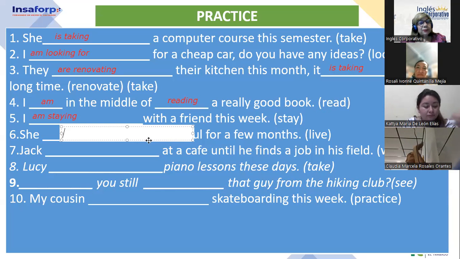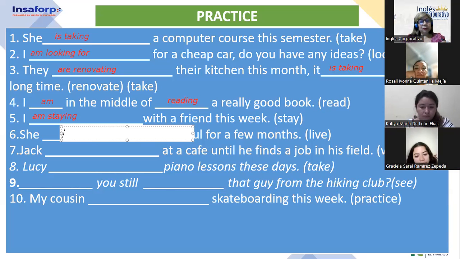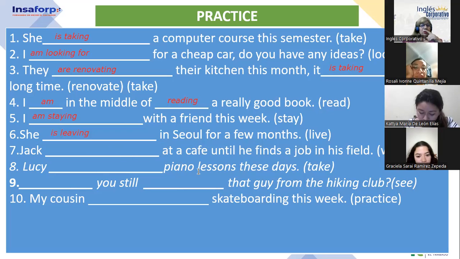Number six. She is living in Seoul for a few months. Do you see in this context, we can use live because it is for a period of time, right? We are saying that it's for a period of time, but in the case that you, for example, live in Sonsonate, but this is your house. You're permanent.